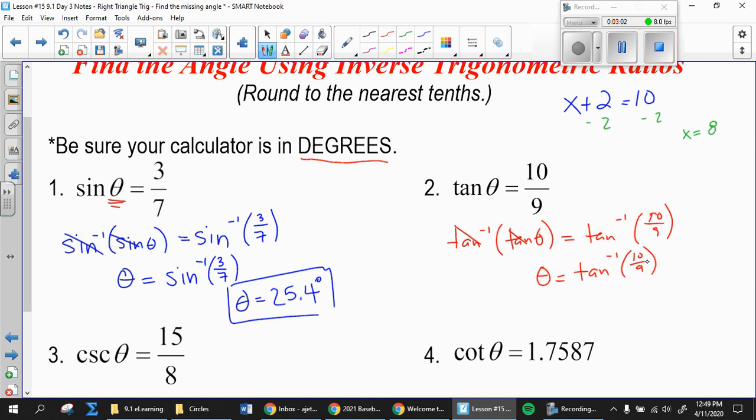Again, we type that into our calculator. Inverse tangent of 10 over 9. Rounding to the tenths, we will get 48.0 degrees.